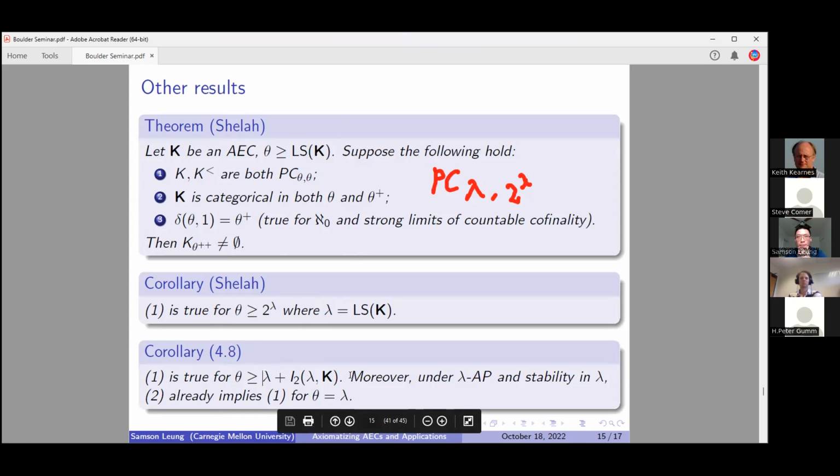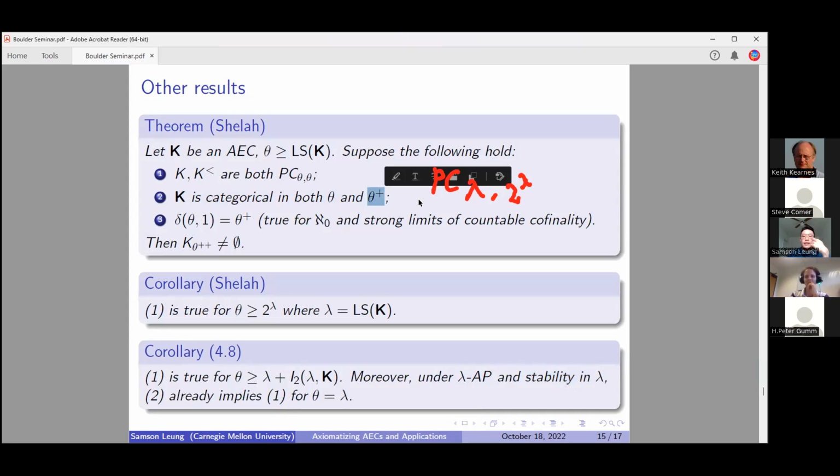And then I have a bunch of assumptions to guarantee K is PC lambda. One of them is lambda AP, one of them is stability in lambda, and the other two assumptions happen to be here. Remember, one of the assumptions is categoricity in lambda plus, which is here. The other assumption is there are only lambda many models of size lambda, which is actually the weaker condition stated here.